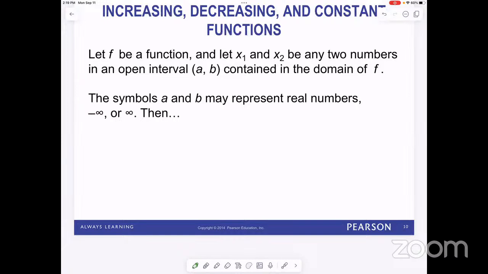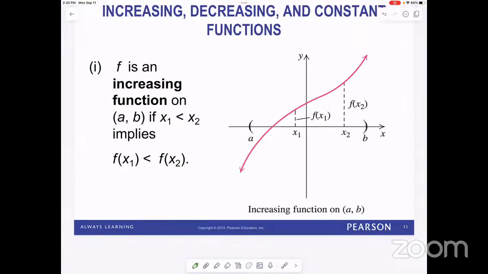Okay. So let's explore what we mean by increasing, decreasing, and constant functions. Let f be a function and let x1 and x2 be any two numbers in an open interval AB contained in the domain of f. The symbols A and B may represent real numbers, negative infinity or positive infinity. Then we have the following. First, f is an increasing function on an open interval AB if whenever x1 is strictly less than x2, that implies f of x1 is strictly less than f of x2.